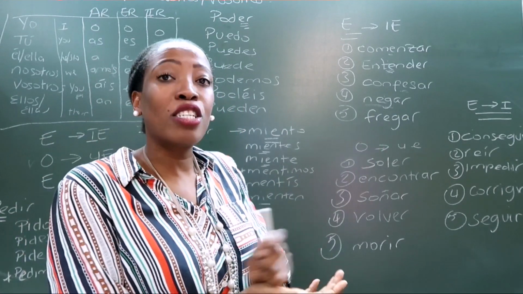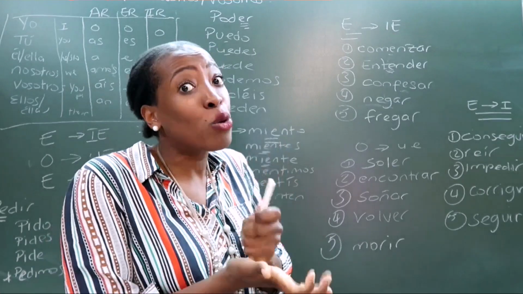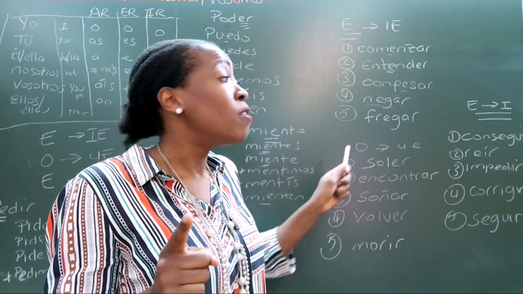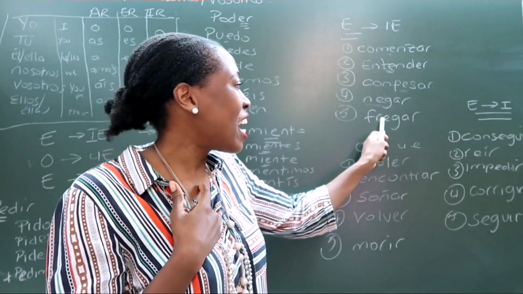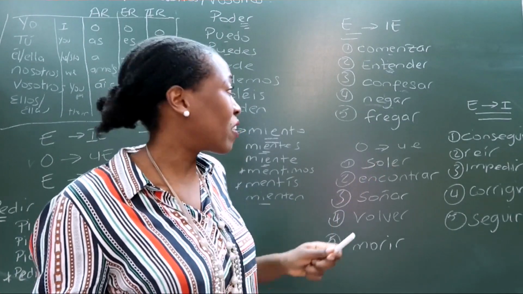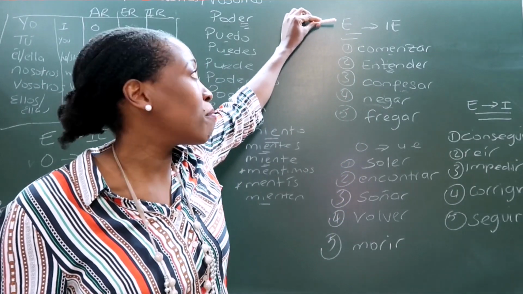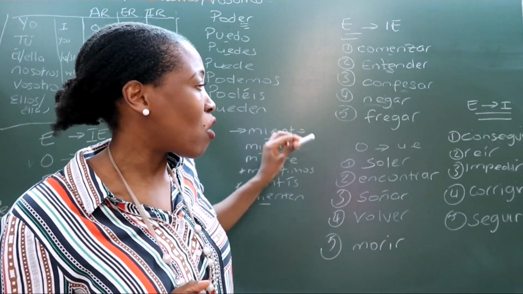Okay, fregar, which is to clean or to wash. So you say, I wash the dishes. If you're talking about washing the dishes, this is the clean that you would use instead of limpiar. So fregar. Okay, friego. Friego, I will put an I there, friego, fregar, okay, good. So these are your 5 verbs that change the E to an IE when you conjugate, okay, right.